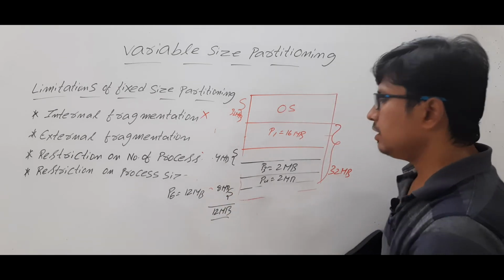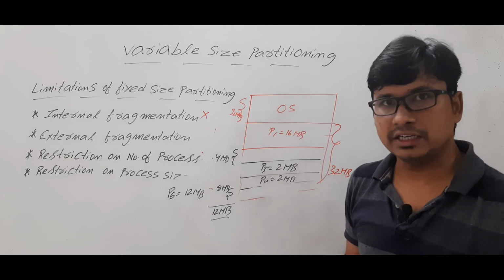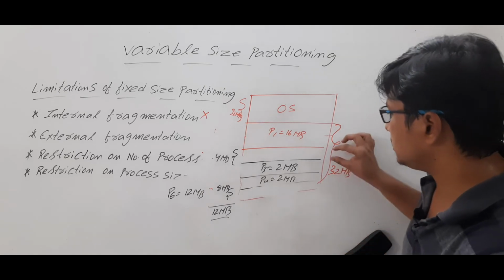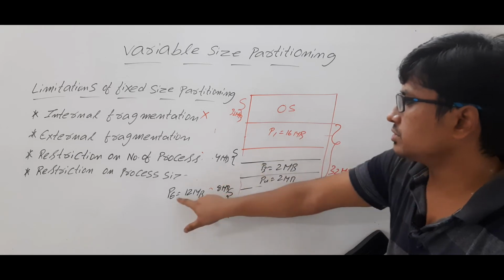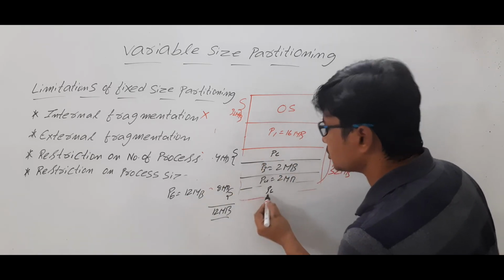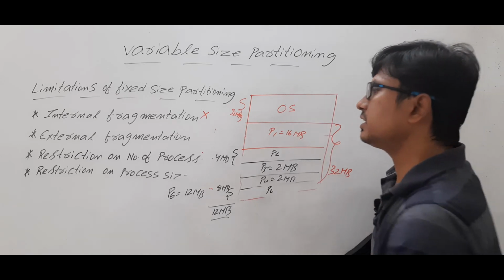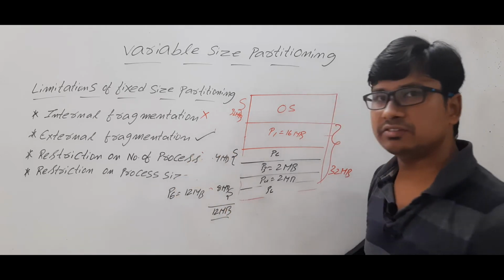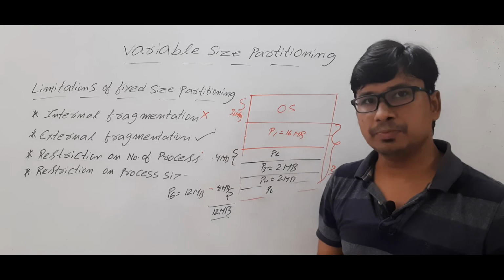No. Why? Because it should be contiguous allocation. There should be no spanning. Meaning that 4 MB of the process P6 we cannot keep here, and the remaining 8 MB is not possible. Are you able to understand? So there will be external fragmentation in variable size partitioning.